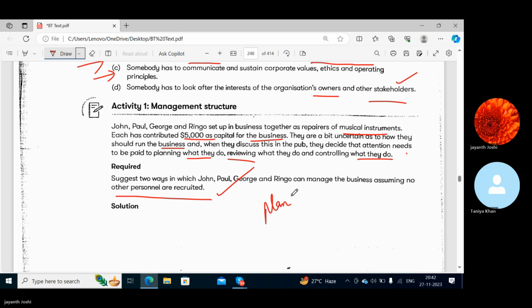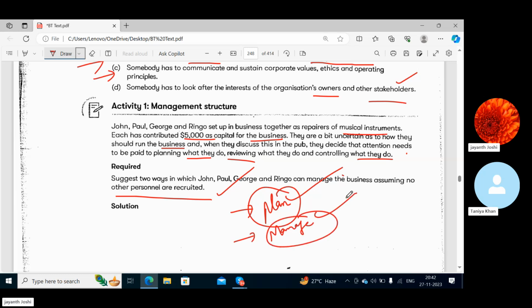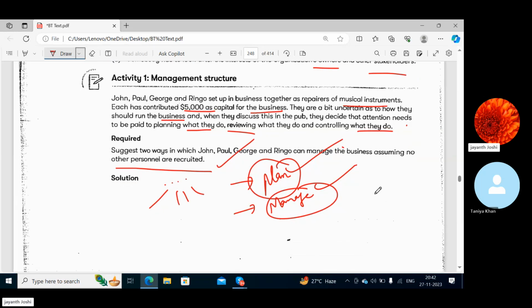They should plan, right? They should put things on paper. Whatever they do, they should record. Planning is important, and they should try to manage themselves. Managing is nothing but how effectively they can do the work, divide the tasks amongst each other, and put their whole efforts into those tasks. Maybe they can also take ideas from others, from some experts. Good. Next.